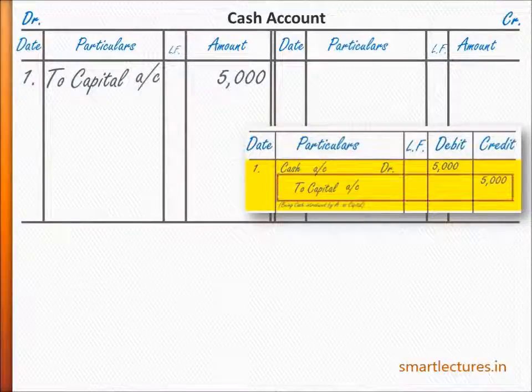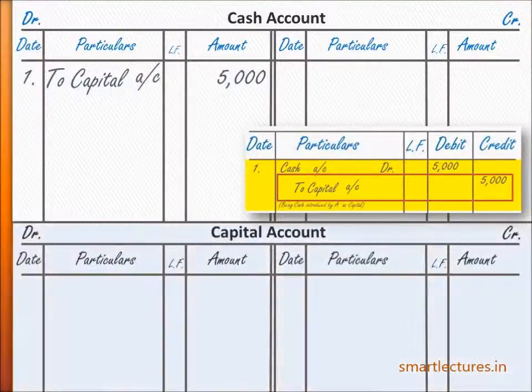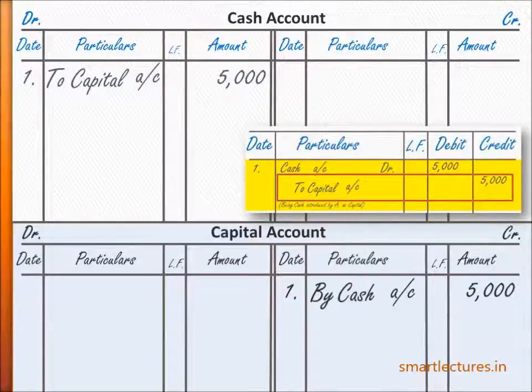Now, to capital account rupees 5,000. It means credit capital account by rupees 5,000, or in other words we can say write down rupees 5,000 on the credit side of capital account. So in the capital account on the credit side, please write down rupees 5,000. The date will be 1 and the narration will be "By cash account", because when capital account was being credited, the opposite account was cash account, meaning the debit was cash. So write down "By cash".